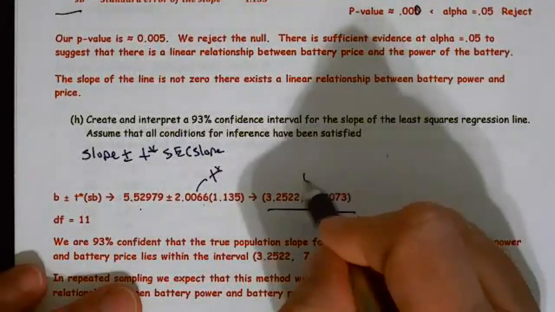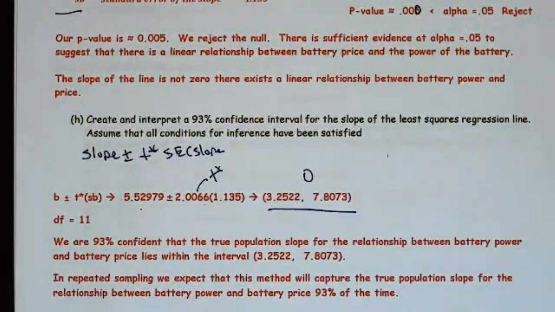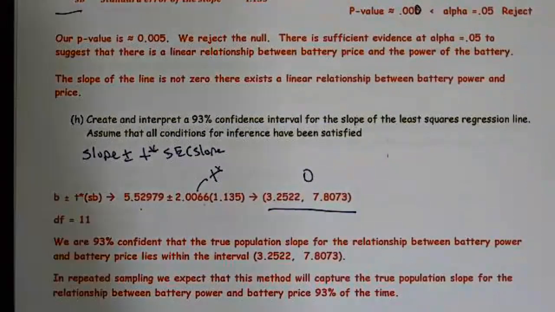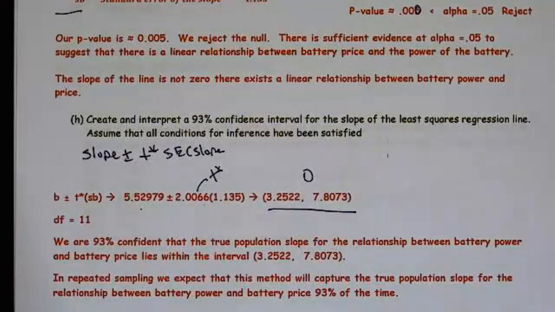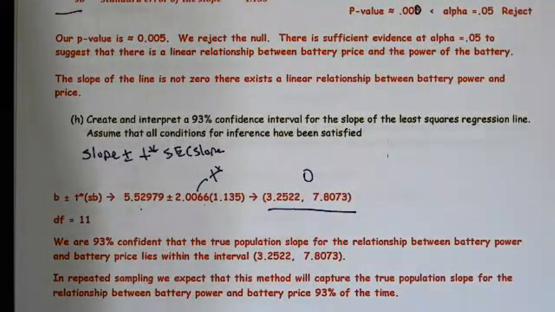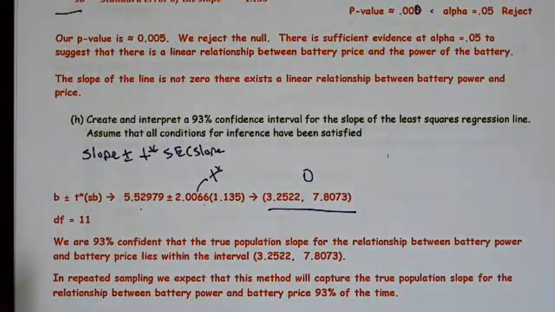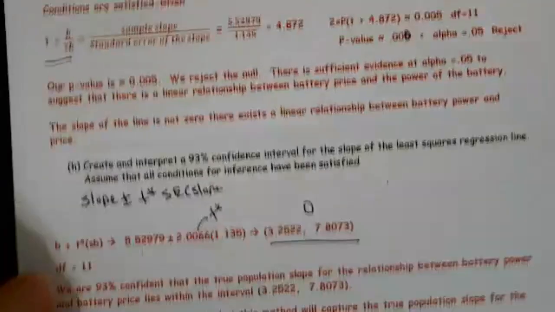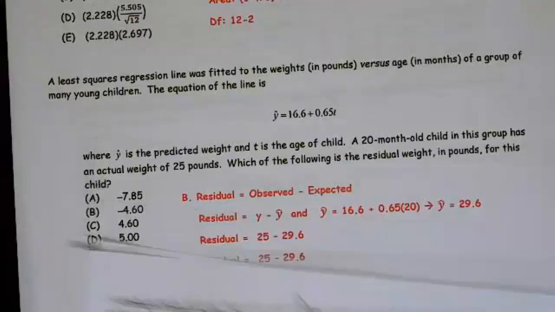Now, something I should notice there is 0 is not included. The fact that 0 is not included tells me that I have a statistically significant slope. If 0 is included, can't say it's statistically significant. But if it's not included, it is statistically significant. All right, the next part of this is we're going to do some multiple choice to try to help some of this out.